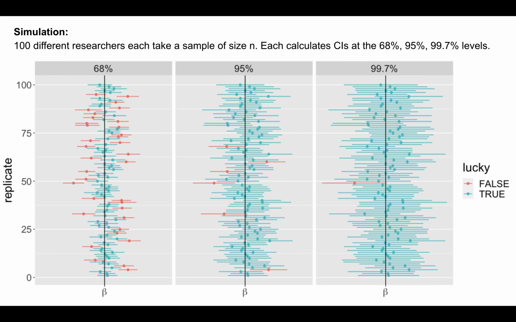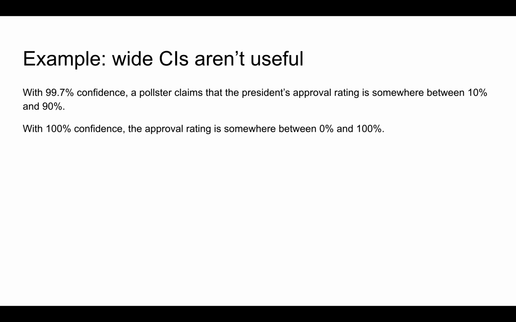Finally, if we swing in the other direction and increase our confidence level to 99.7%, nearly all confidence intervals will cover beta. This is good, but it also comes at a cost. The confidence intervals become very wide. To understand why wide confidence intervals aren't useful, consider an example.